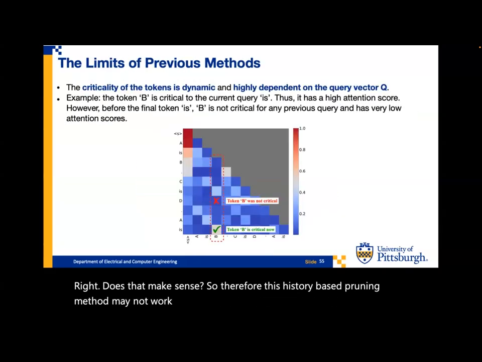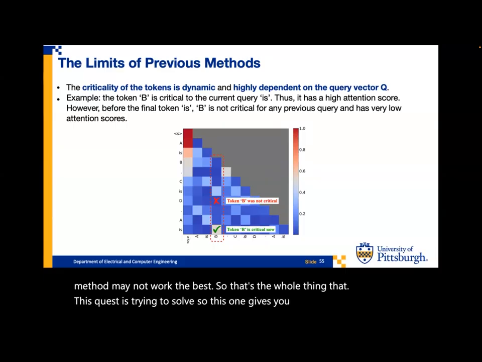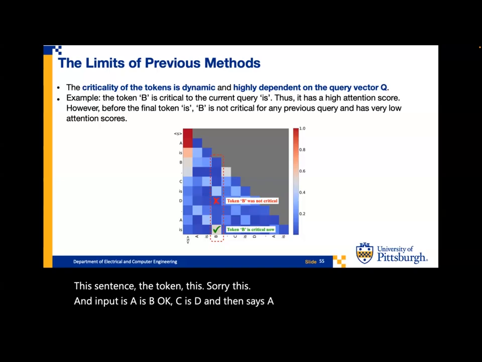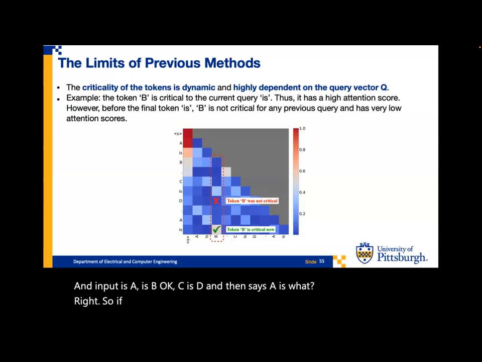So that's the whole thing that Quest is trying to solve. This one gives you this example. The input is: A is B, C is D, and then it asks, A is what? So if you have this prompt, apparently the answer should be B, right?